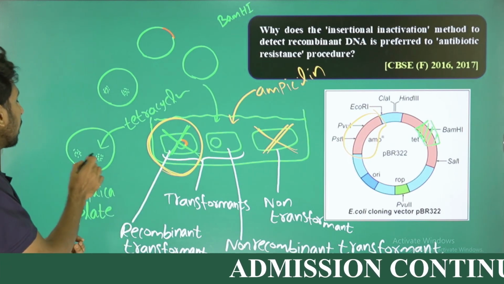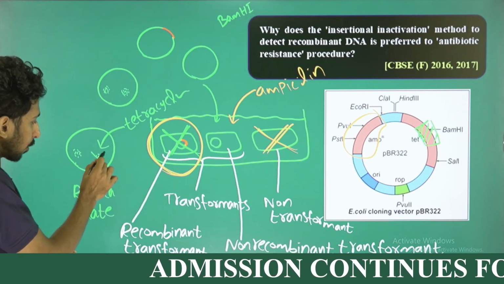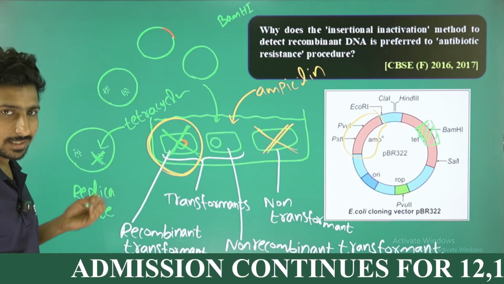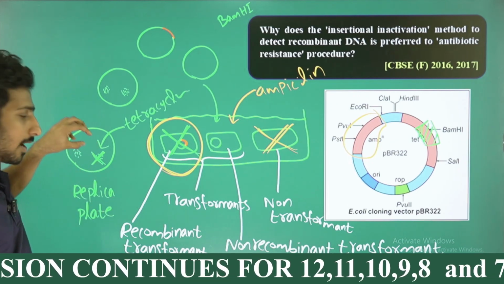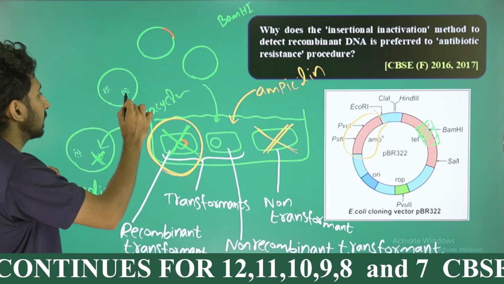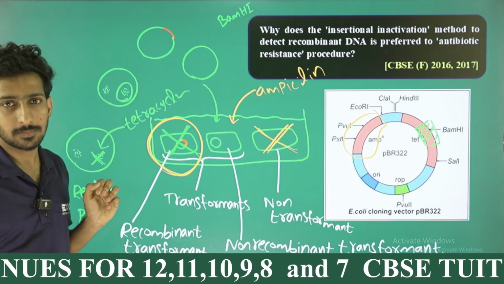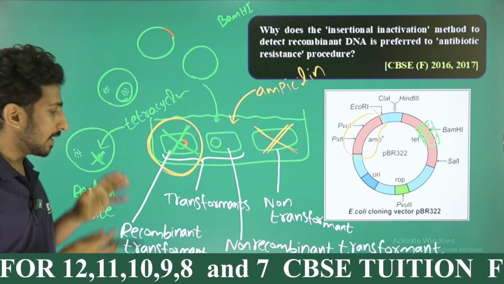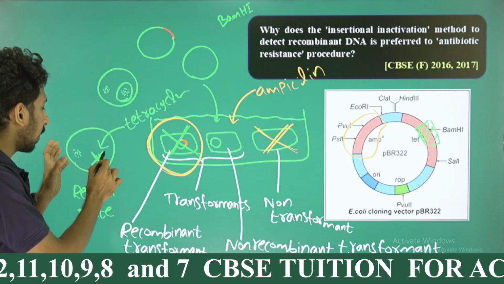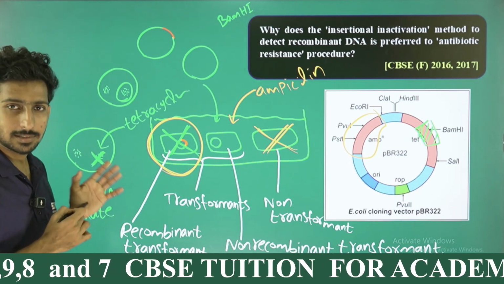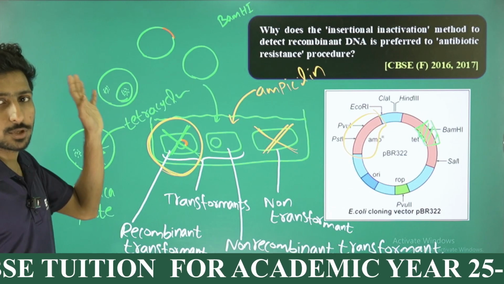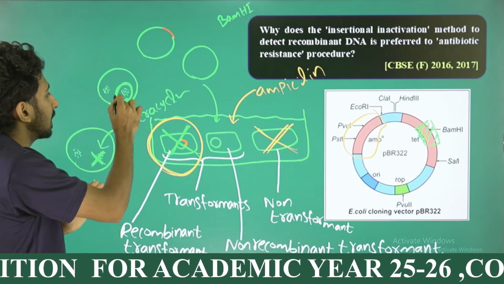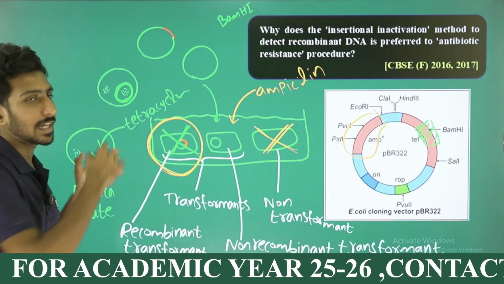Okay, we can see one colony is dying in the replica plate. By locating the position of the eliminated ones in the original plate, we can select them. In the replica plate, one colony becomes dead, that is the recombinant, and from the original plate, by locating the position, we can easily select the recombinants.